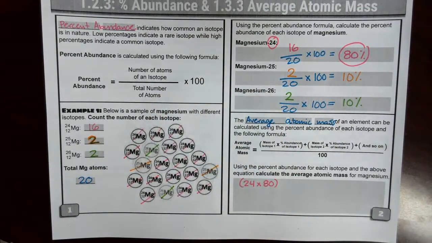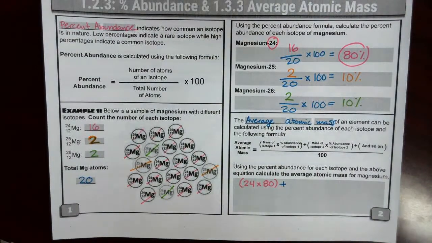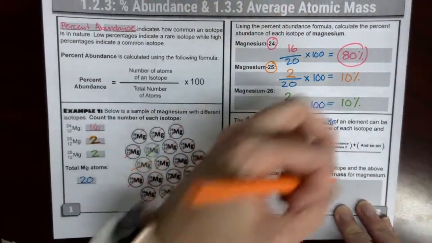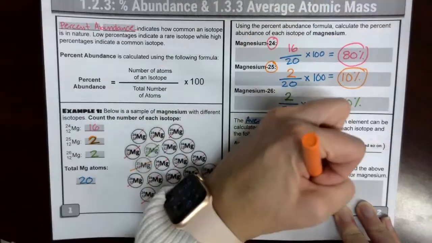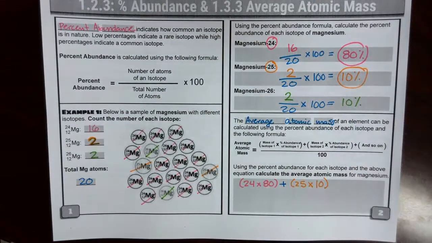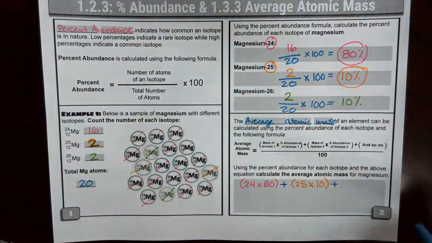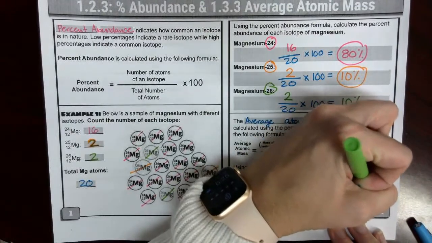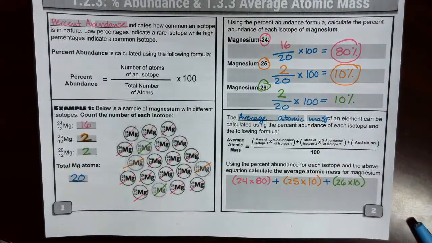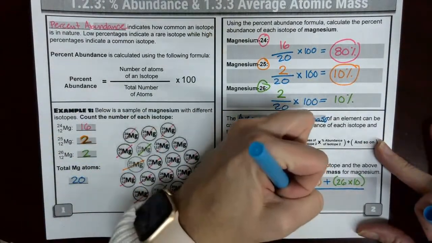And then to that, I'm going to add my mass and abundance for magnesium 25. So the mass is 25 times its percent, which is 10. And then I'm going to take my last isotope, which is magnesium 26. So I'm going to take 26 times 10. And then I'm going to divide this whole thing by 100.